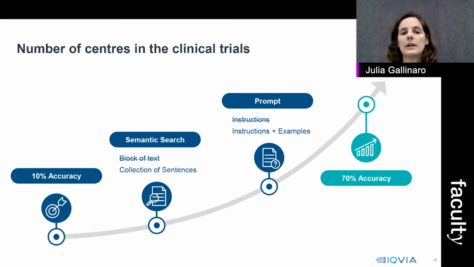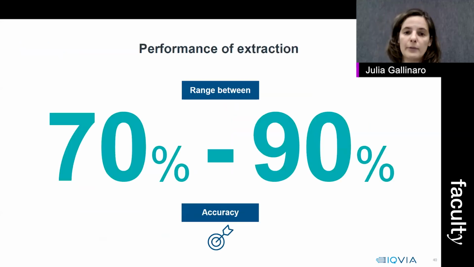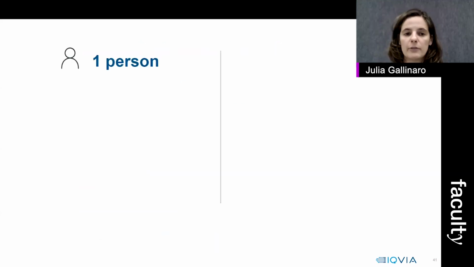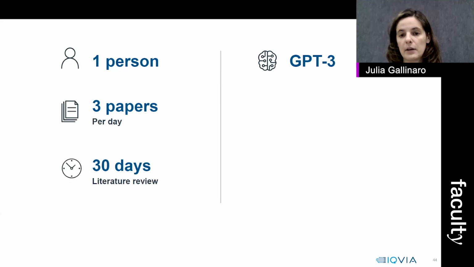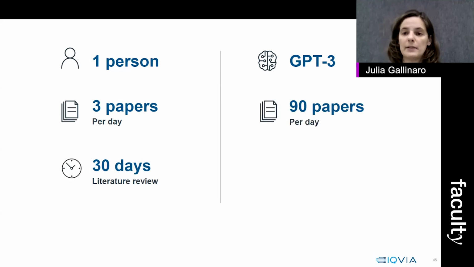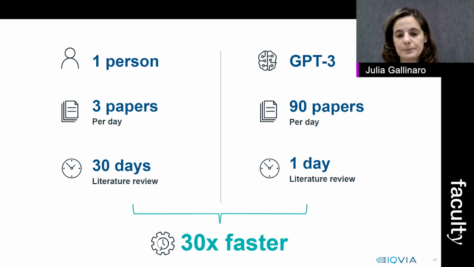But I was actually also extracting other information from these papers. And for each one of them, I reached final accuracy levels that ranged between 70 and 90%. There is, of course, work to be done before this model can be used on an actual literature review. But just to give an idea of the impact this could have, currently one person analyzes on average 3 papers a day, which means a whole review can take up to 30 days. In comparison, GPT-3 was analyzing on average 90 papers a day, which means the same review could be done in 1 day. So that is 30 times faster.